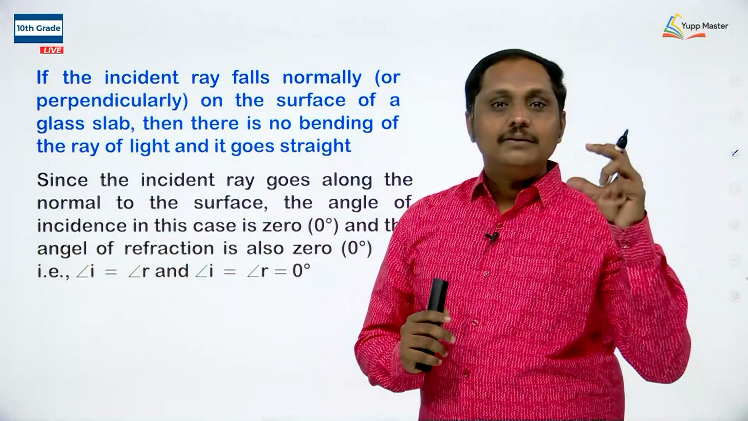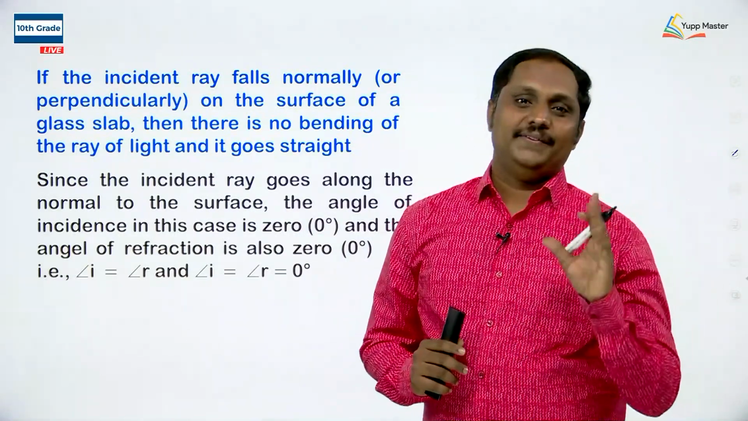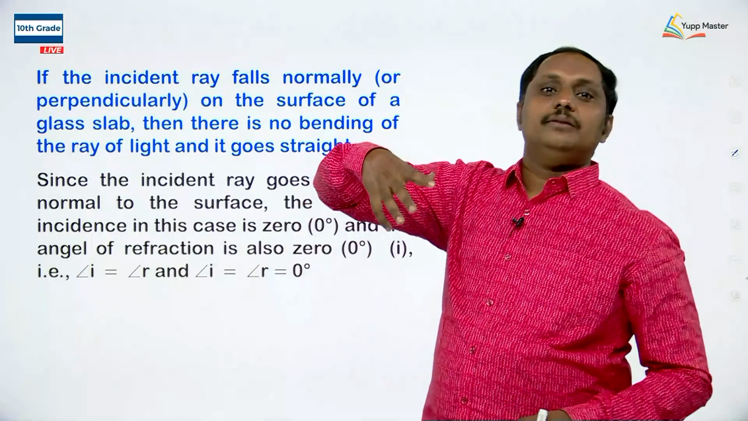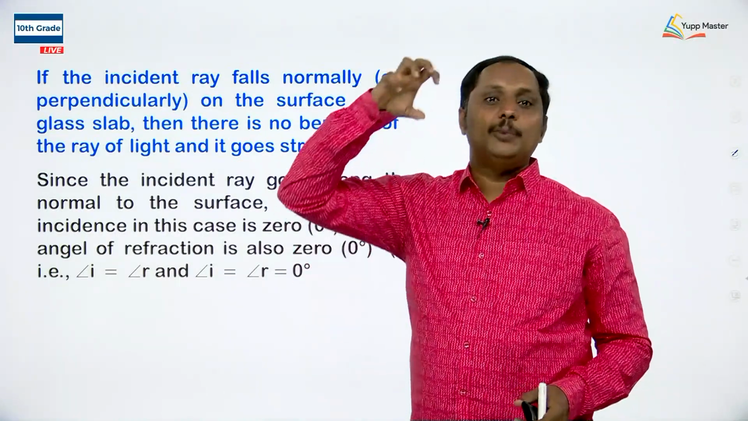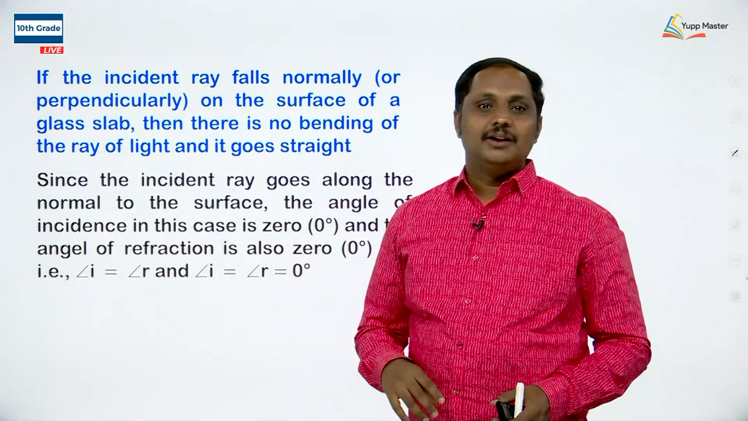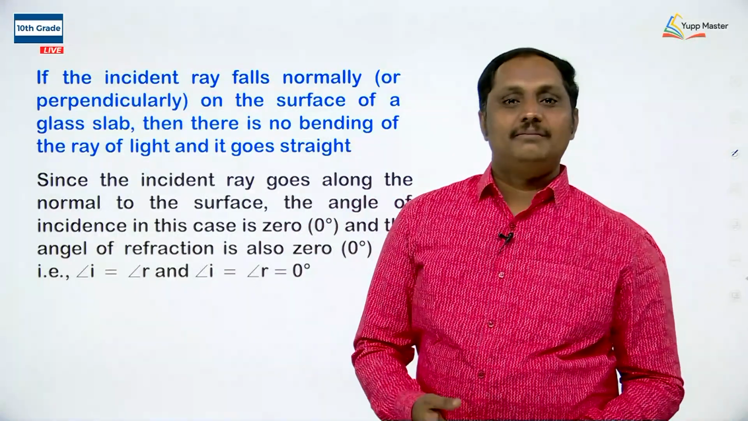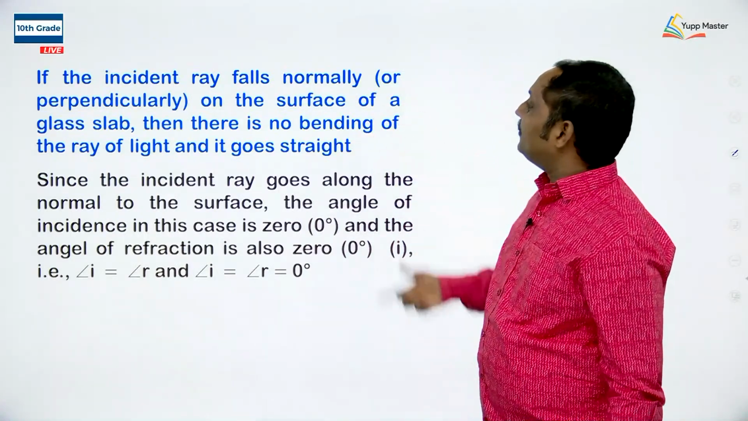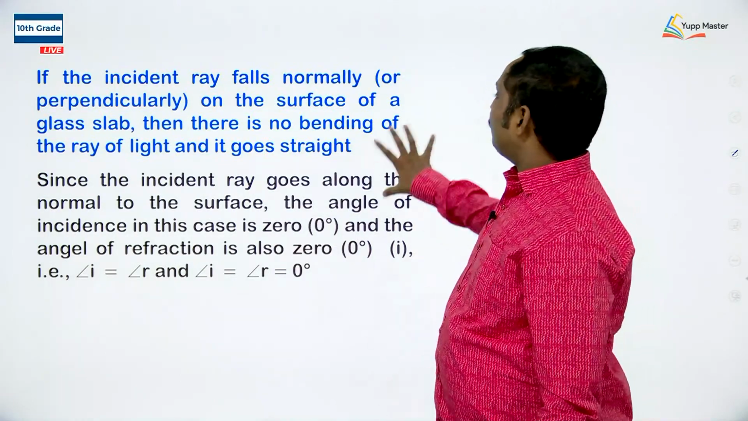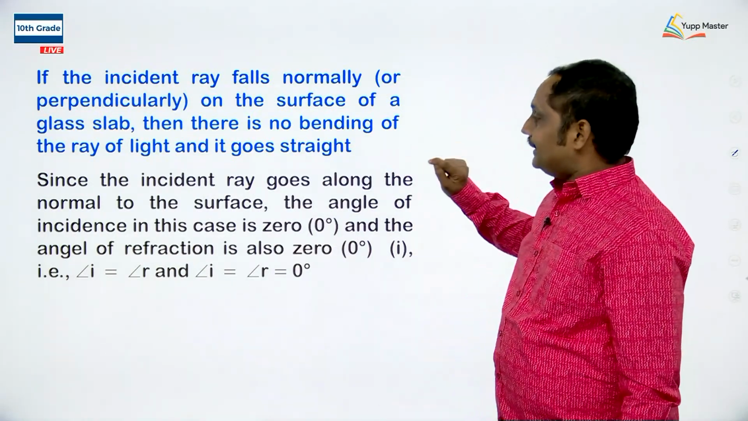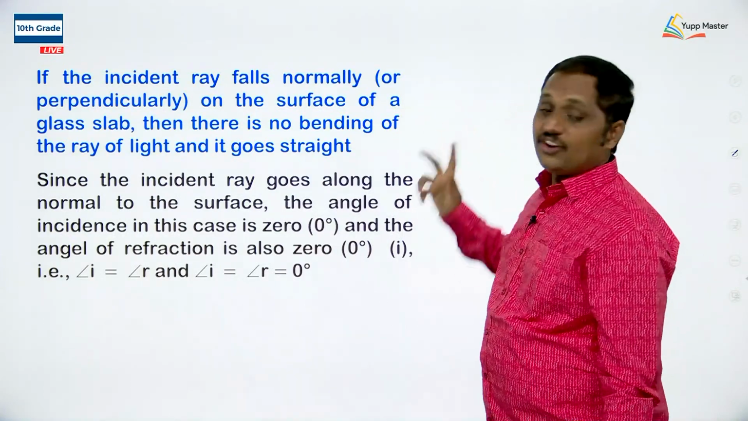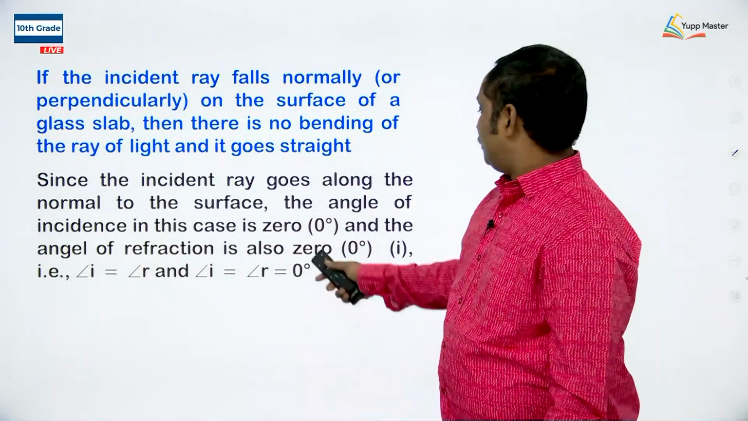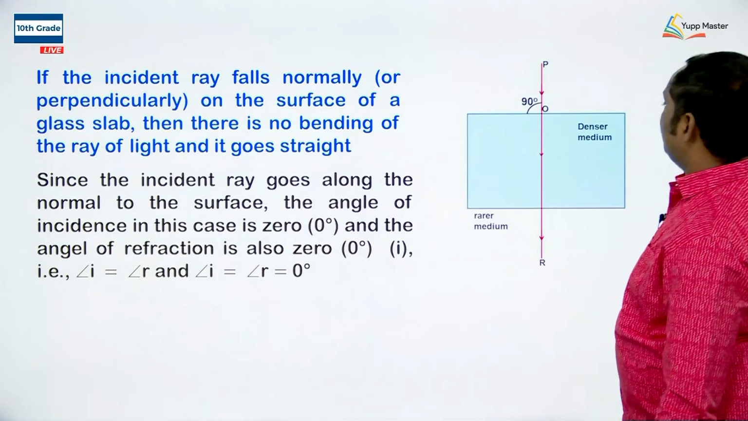So, please identify the two cases, reflection and refraction. Whenever you are allowing the light rays to be incident on a smooth surface normally, at 90 degrees, it remains an unaffected light ray. If the incident light ray falls perpendicularly on the surface of a glass slab, then there is no bending of the ray of light and it goes in a straight line path. You will find that the angle of incidence and the angle of refraction both are going to be 0.